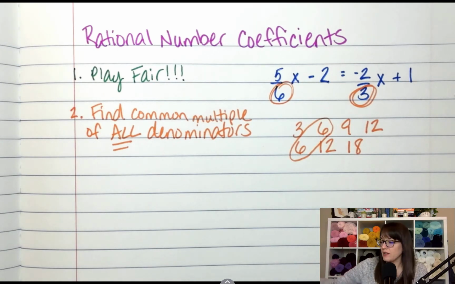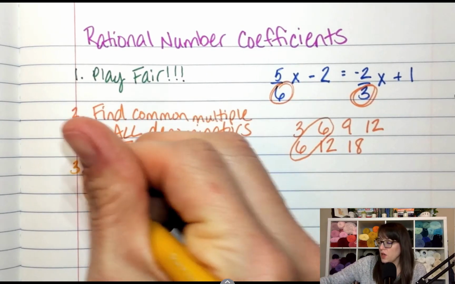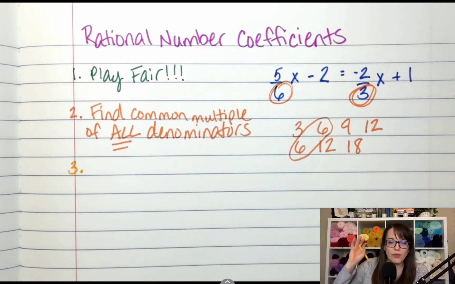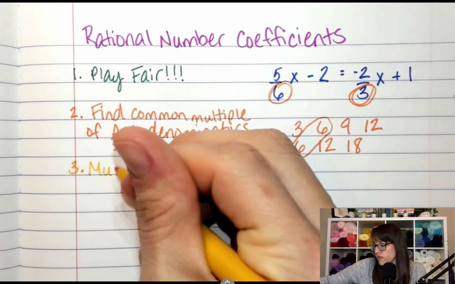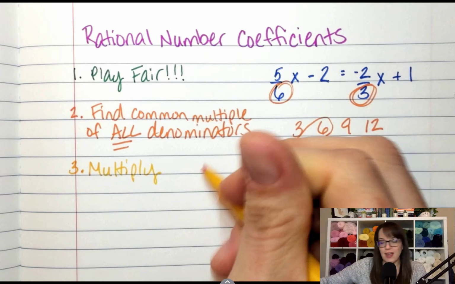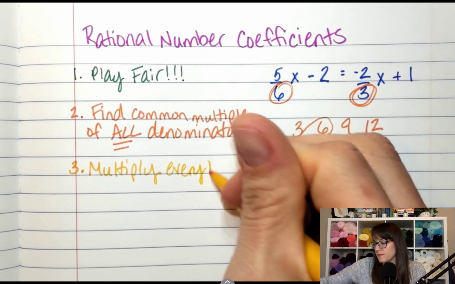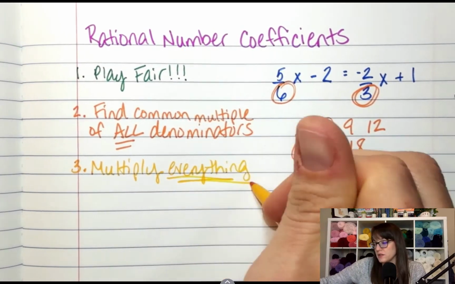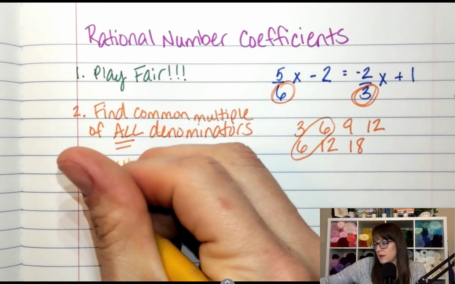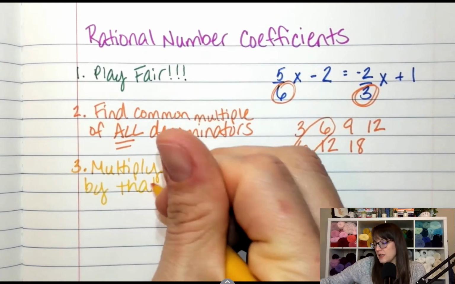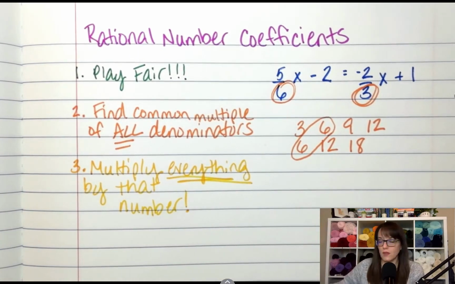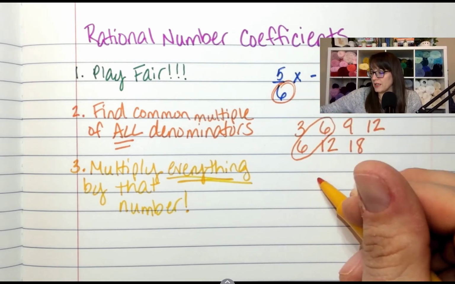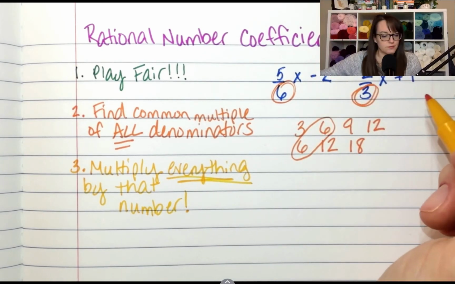Here's where things get fun. The next thing we're going to do, we are going to multiply every single thing in this equation by that number. Multiply everything. Because again, we have to play fair. So we're going to multiply everything by that number. So I'm going to rewrite it.